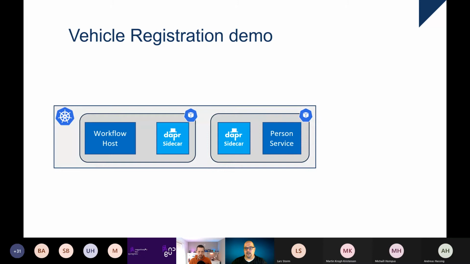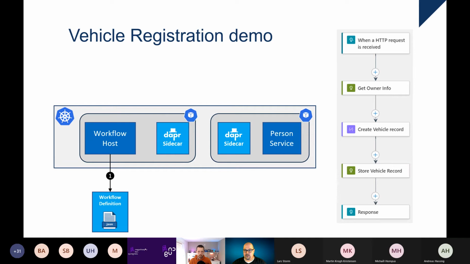So what does this look like if we look at the components? So you see here the workflow host with the Dapr sidecar, and I have my person service with the Dapr sidecar. And when I start this, it will get the workflow definition, and it will start an instance of this workflow based on the name of the method that I just showed you. And then it will also create some tables in table storage, and this is for storing information about the workflow. This has nothing to do with Dapr. This is just Logic Apps running on-prem.